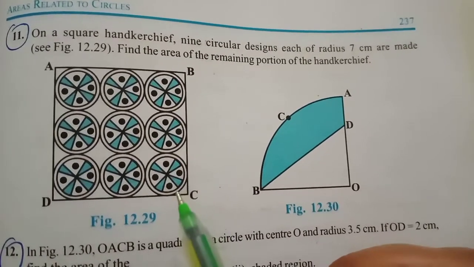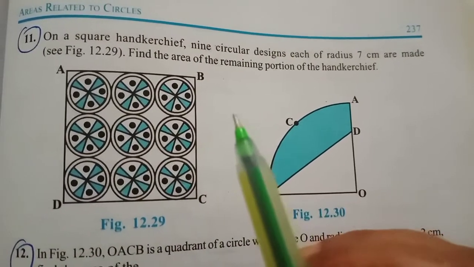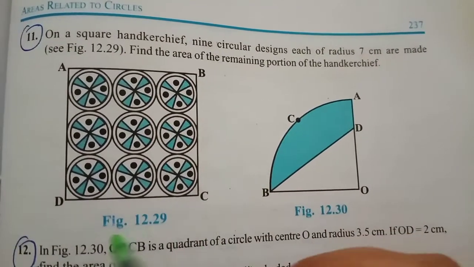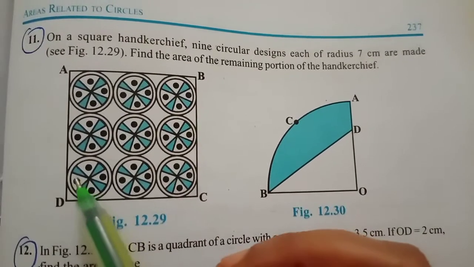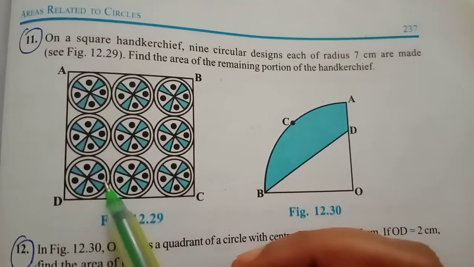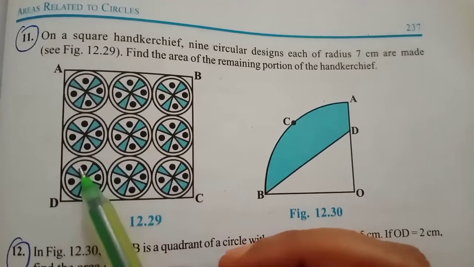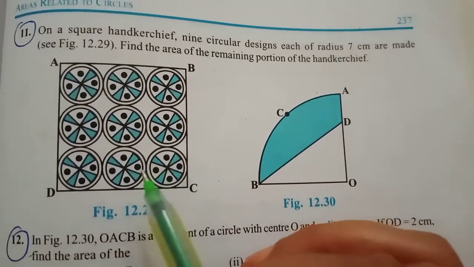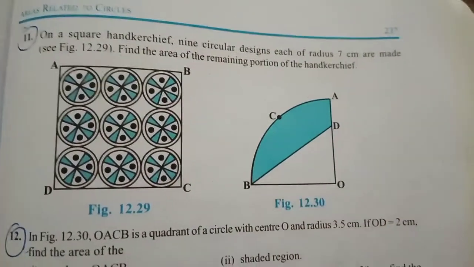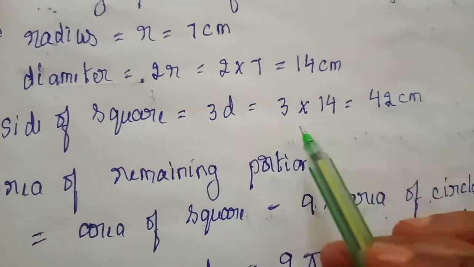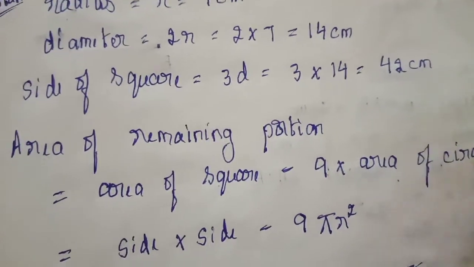So this is the only main important thing here, everything else is simple. So we need to find first the side of the square handkerchief. So what is the radius here? Radius is 7. So diameter becomes 7 plus 7. So diameter of each circle is 14. So how to find the side? 14 plus 14 plus 14. When you add, we'll get the side of the square handkerchief. So now the side of the square is nothing but 3 into diameter. So 3 into 14 is 42 centimeter.